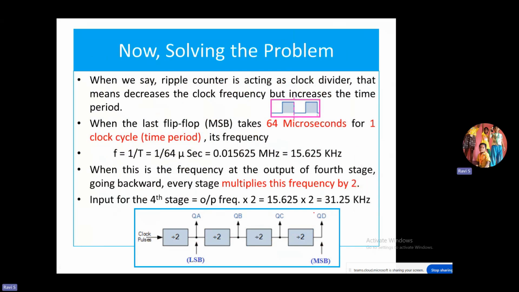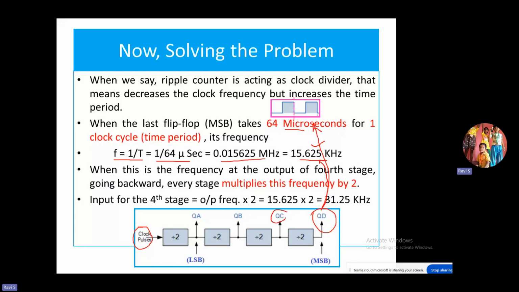Now let us solve this. In the question it is given that the output of the last flip-flop, they measure the time period of the waveform, is 64 microseconds. Now they ask you to find out the input signal frequency. So first let us convert this time period into frequency. The relationship between frequency and time period is 1 by time period is nothing but frequency. It gives you the value in some megahertz. You convert into kilohertz for convenience. It is 15.625 kilohertz. So the output signal frequency at the last stage is 15.625 kilohertz.